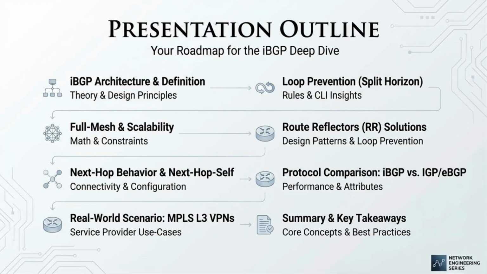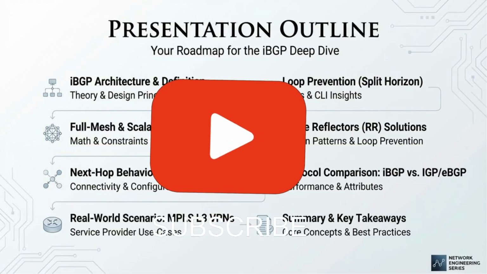In this deep dive, we are going to strip away the confusion. We are going to look at the architecture of iBGP, the notorious split horizon rule, the full mesh requirement, and how we actually solve that in the real world using route reflectors. We will also cover the critical differences in next hop behavior that trip up almost every engineer the first time they configure this. Buckle up, let's get into the terminal mindset.